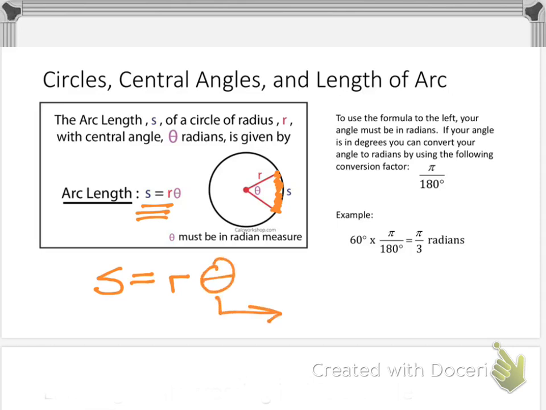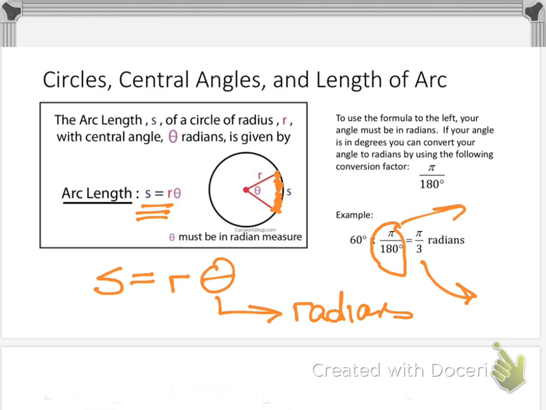One caveat. This has to be in radians. How do you convert to radians? This is your conversion factor. So read about this a little bit so that if I ask you for arc length, you're going to have pi in your answer. All right?